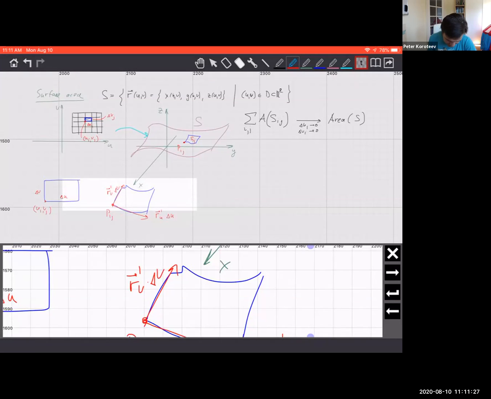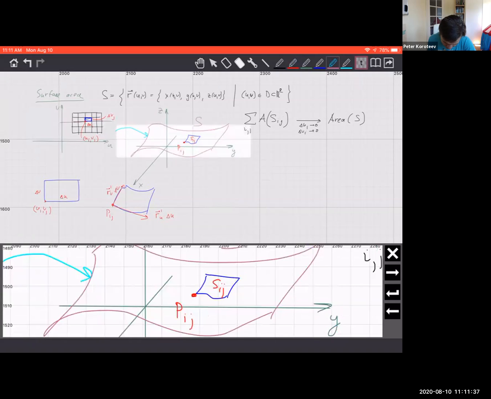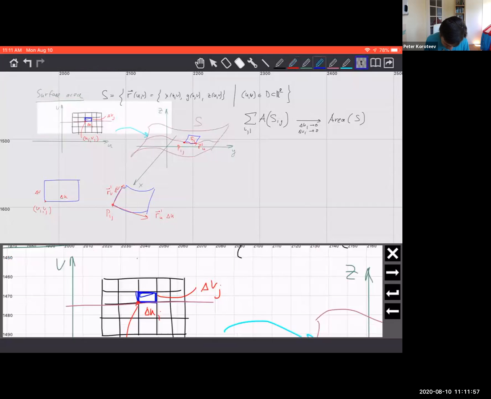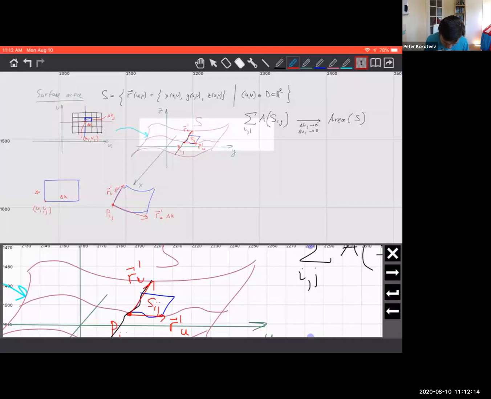Why is that? Well, let's look at the original picture again. Say we look at the curve that goes like this. What is the image of this line? It will be some curve over here, and then this vector r prime u will be the tangent vector at point Pij, which goes in this direction. Similarly, if you take another line which goes vertically, its image will be here, and this will be vector r prime v.